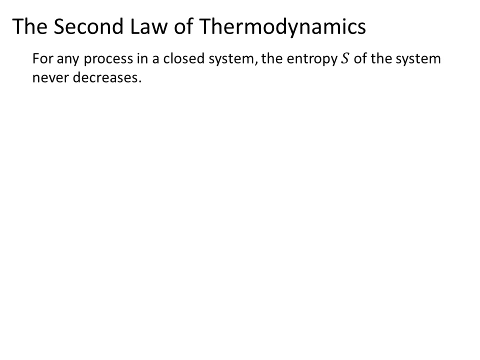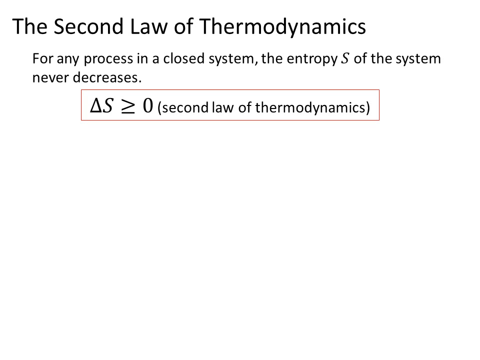In this lecture, we look at the second law of thermodynamics. This says that for any process in a closed system, the entropy S of the system never decreases. Mathematically, we can write this as the change in S is greater than or equal to 0. So this is one way of writing the second law of thermodynamics.